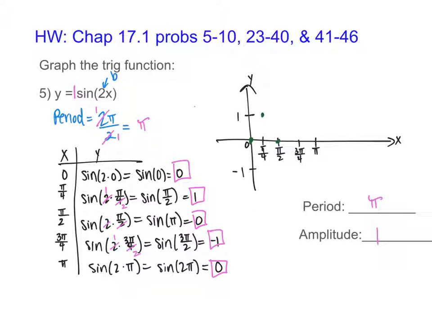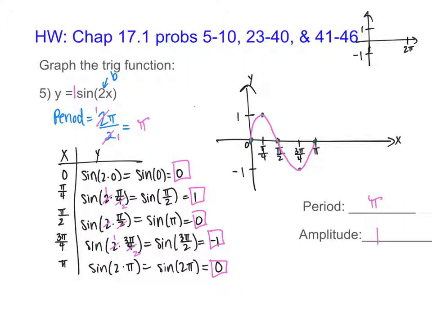At 3 pi over 4, it looks like it's -1, so I'm going to plot it down here. And then when x is pi, it's back to 0. So notice that when I graph this, it looks very similar to a sine graph. Actually, let me draw us a sine graph real quick to see what that is in comparison.